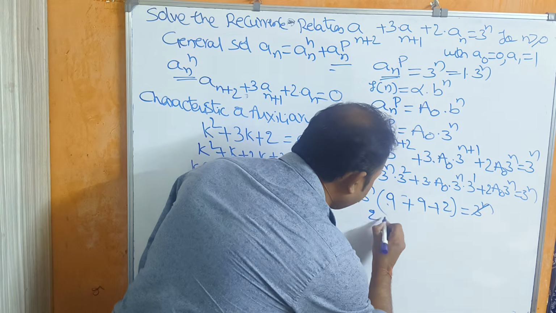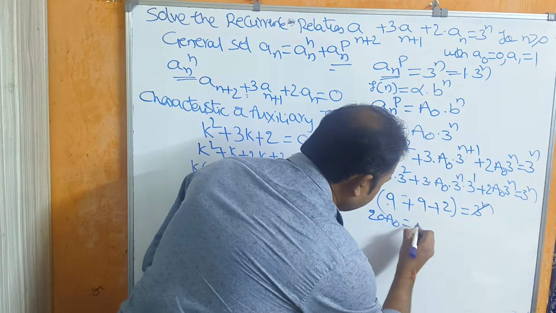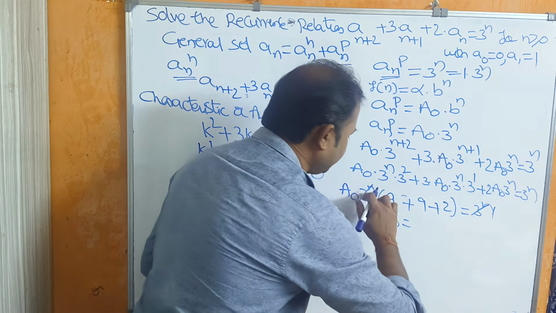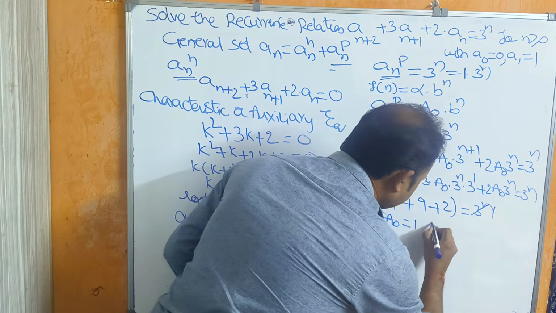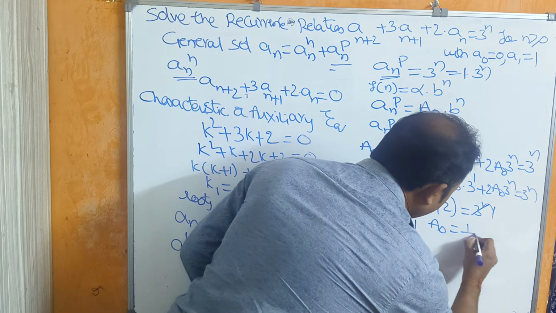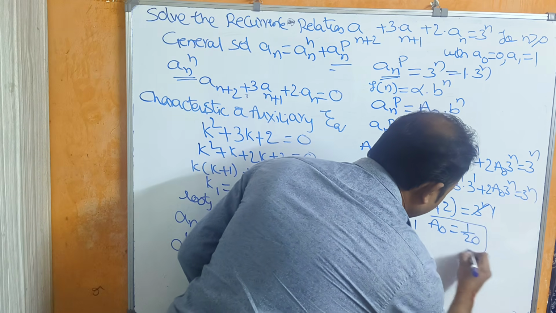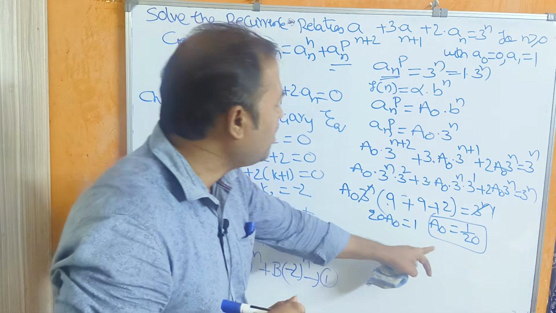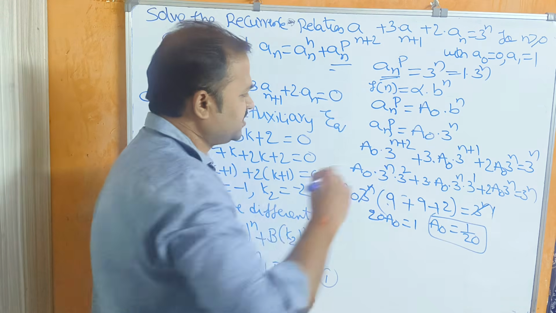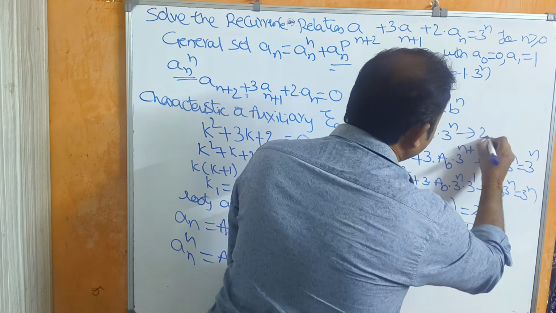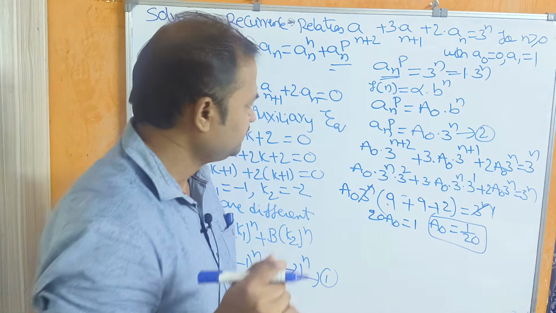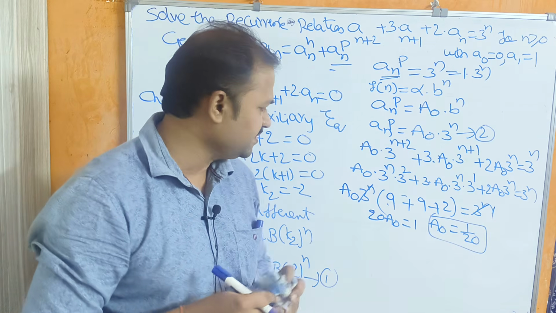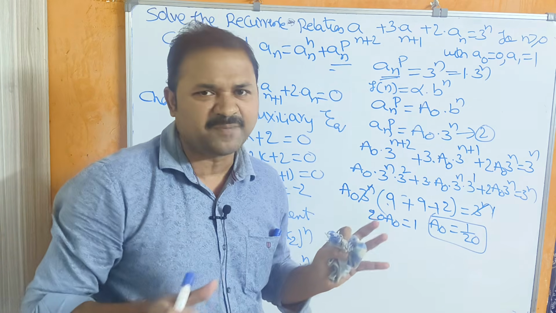So 20 a_0 equal to 1. So what is the a_0 value? a_0 equal to 1 by 20. Now we need to substitute the a_0 value in this equation. Let us assume that this is the second equation, the particular solution. So now we got the particular solution.